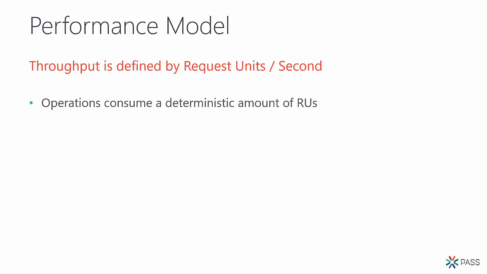Operations that you do, either inserting a document, updating a document, or querying, consume a deterministic amount of request units, okay? So if inserting a 1K document costs, let's say, 10 request units, then every time you insert a similar document, it's going to cost roughly the same, right? And if you suddenly insert a document that's double the size, then it's going to cost about double in request units, right? And that's the amount, the request units, that you provision as part of your Cosmos account.